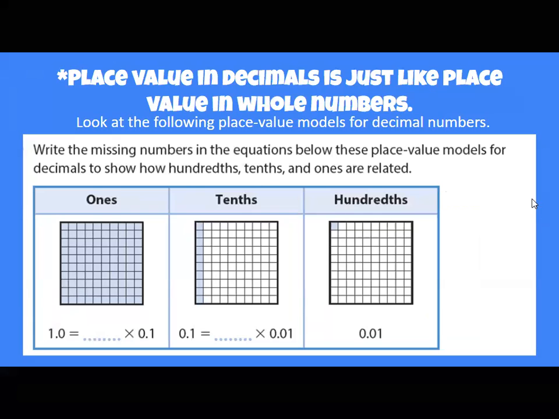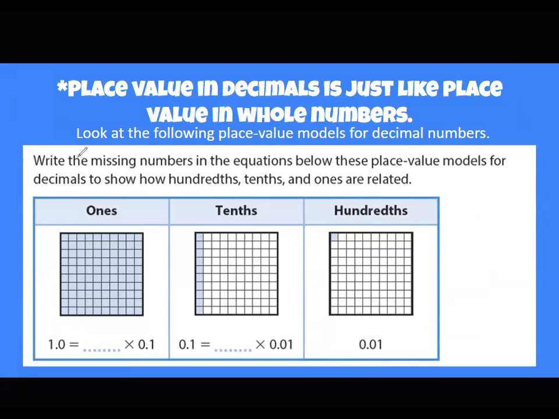Place value in decimals is just like place value in whole numbers. Look at the following place value models for decimal numbers. We're going to write the missing numbers in the equations below these place value models for decimals to show how hundredths, tenths, and ones are related. So we're starting with our ones. We have a hundredths grid, and the entire grid is shaded in. So that is showing one whole.